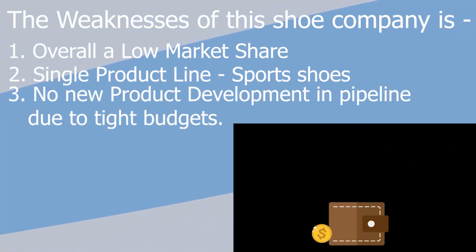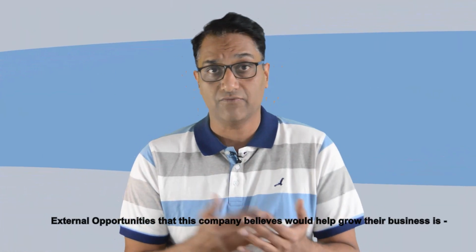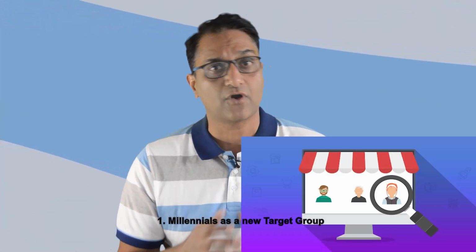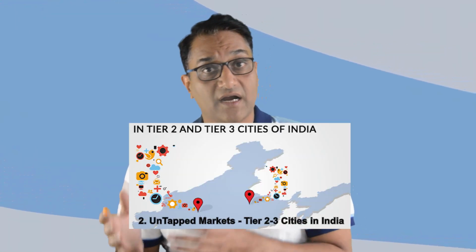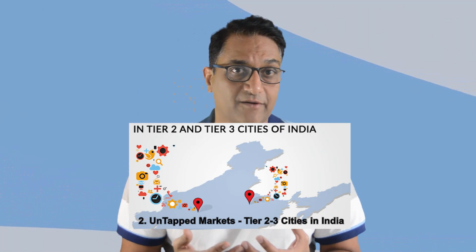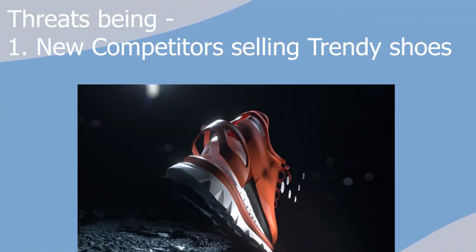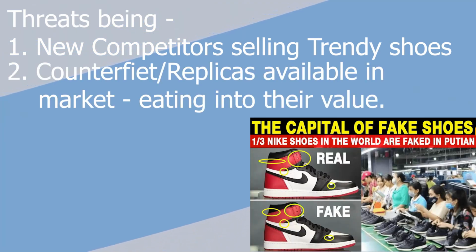due to tight budgets. The external opportunities that this company believes it would have to grow its business are millennials using sports shoes for all occasions, and this can be our new target group. Untapped markets in tier 2, tier 3 cities in India, or maybe you want to sell in emerging markets in the Southeast Asian region. The threats being new competitors which are selling trendy shoes, and of course the counterfeits or the replicas which are available in the market, which is eating into our market share.